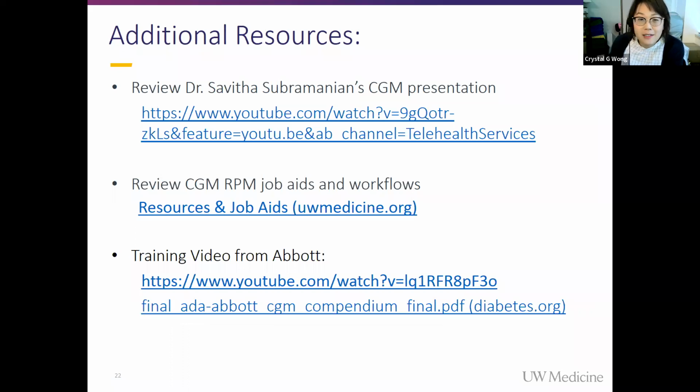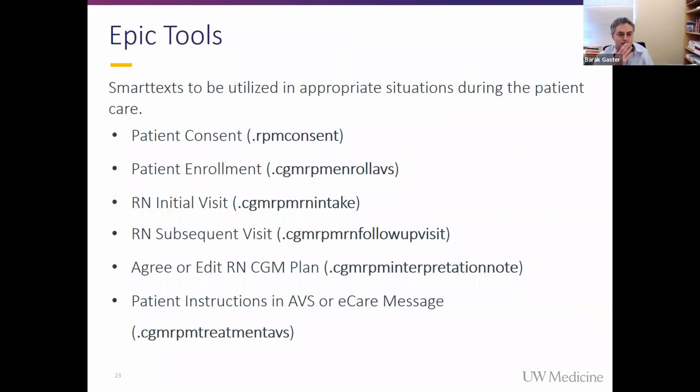Additional resources. So again, here's the link to Savitha's awesome talk about interpretation of AGP reports. This is all of the resources you could potentially want for CGM RPM, including the job aid that lives there. This is the training video from Abbott. And this is what is in the job aid if you print section 9 for the smart text, but this is all we have to help support easy documentation within Epic.